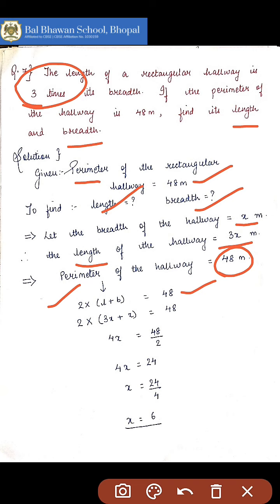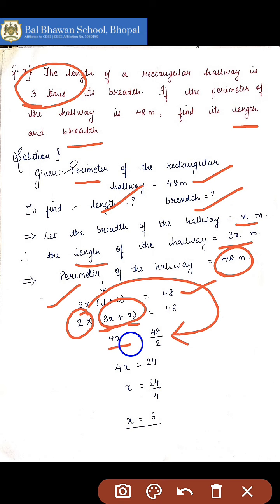Now let us substitute the value of length and the breadth in this formula. So in place of the length we will write 3x, and in place of breadth we will write x. Now this multiplication with 2, when it gets transferred to the right hand side, it will go in division with 48. And we can also say that 3x plus x is equal to 4x. So you will get 4x is equal to 48 upon 2. And 48 upon 2 is what? 24. But it's not over.